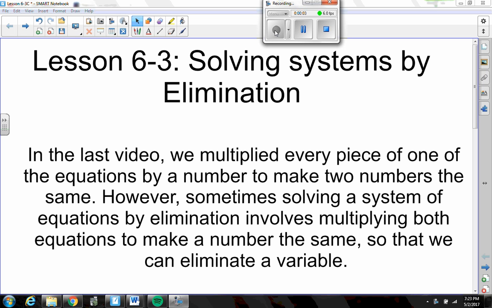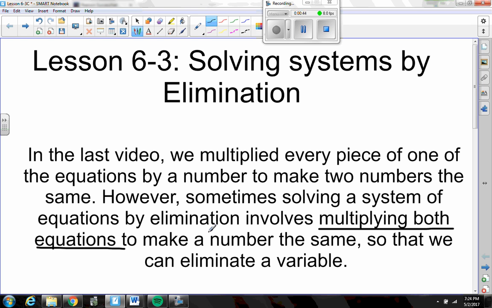All right, Algebra 1A students, welcome to part 4 of your video on lesson 6.3, where we're continuing to solve systems of equations by elimination. In our last video, we got introduced to the idea of multiplying an entire equation by a number so that we could make two of the numbers the same so that we could eliminate a variable. Now, in this video, we're going to take it one step further to the most difficult type of elimination we're going to see, and that is when we have to multiply both equations.